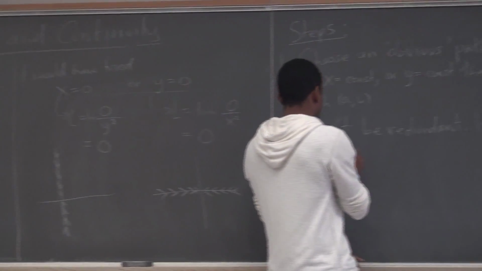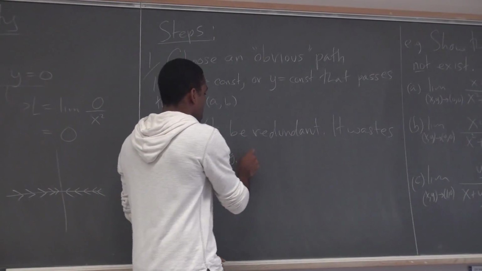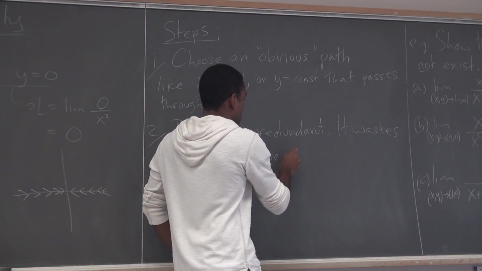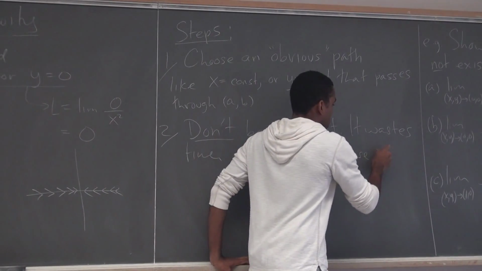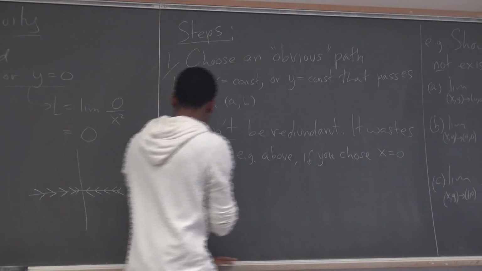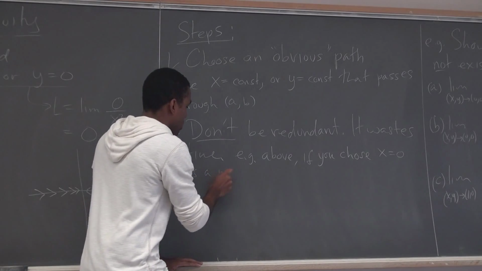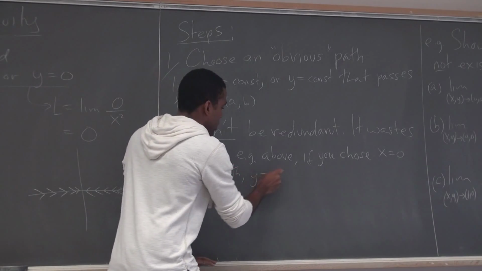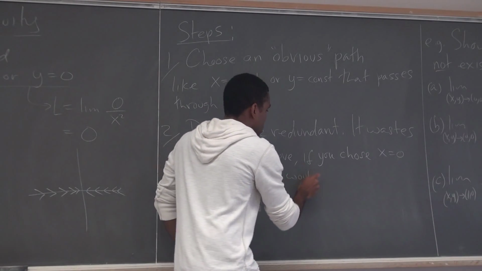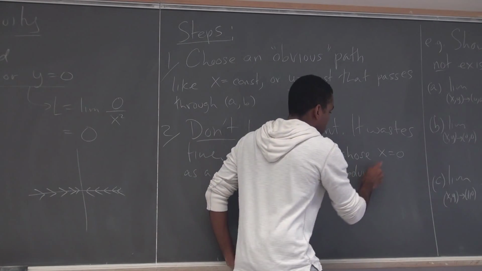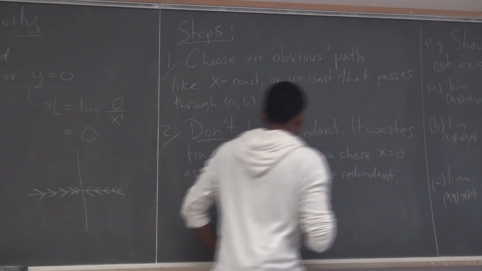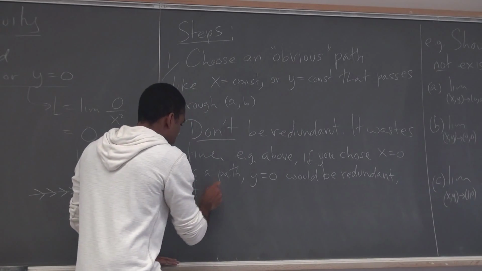So, example, above, if you chose x equals 0 as a path, y equals 0 would be redundant. It obviously gives you the same answer.